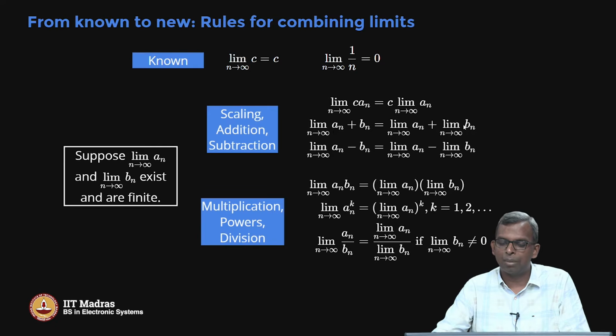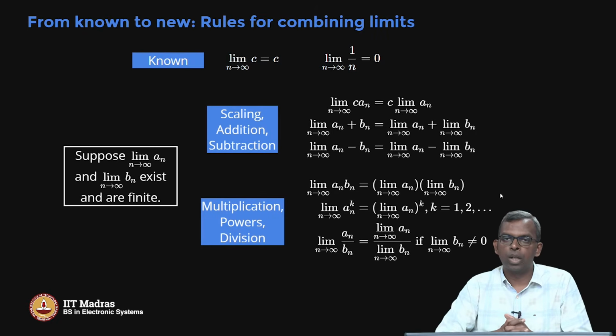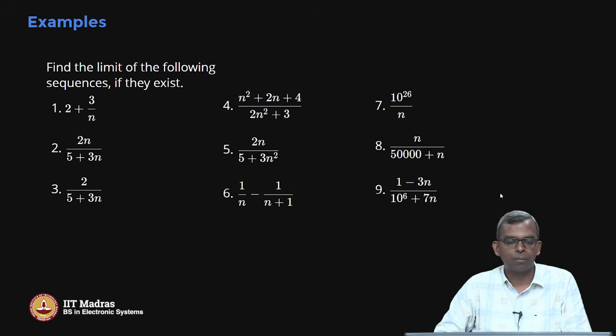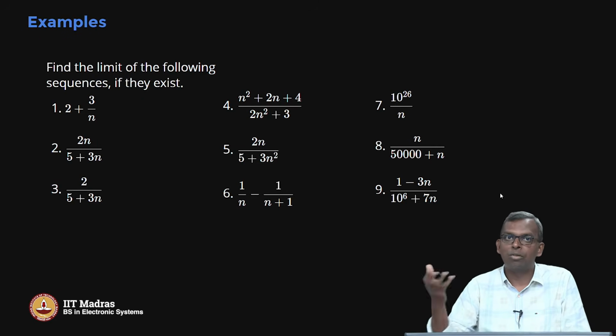The scaling, addition, subtraction is probably very intuitive and clear. Multiplication and division are slightly more complicated, but it turns out the limits are okay in this fashion. So these are important, and we are now going to use them and increase our collection of limits that we know. What all can we do? Let's see a whole bunch of examples. I have some 9 different sequences here, and all of them are quite easy to do.